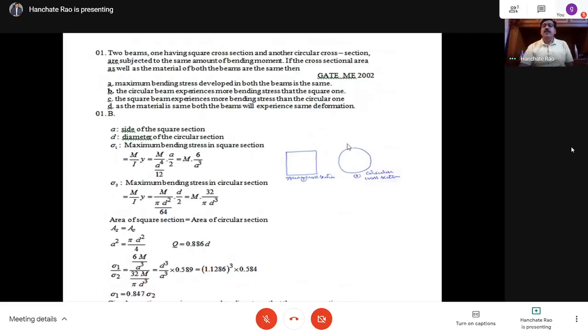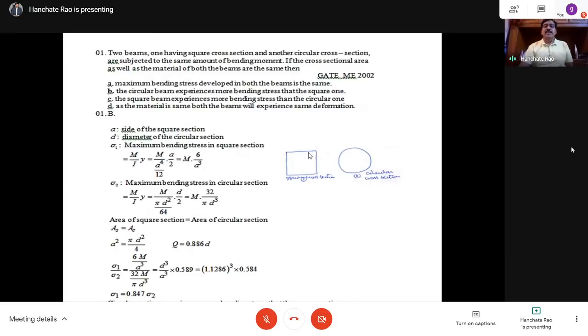Similarly, let us see what is the maximum bending stress in the circular section. Again M by I into Y. Moment of inertia is pi d to the power 4 by 64. So M divided by pi d to the power 4 by 64, into D by 2. This gives us M into 32 by pi d cube. That is the maximum stress for a circular section.